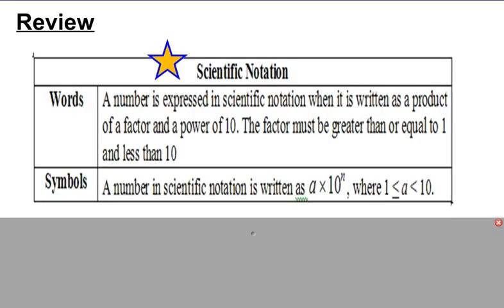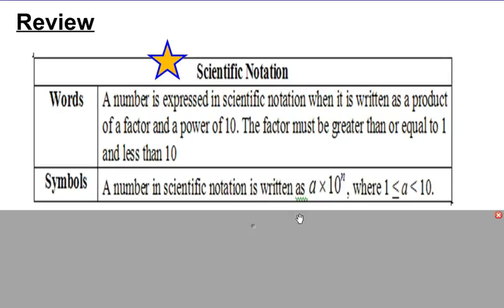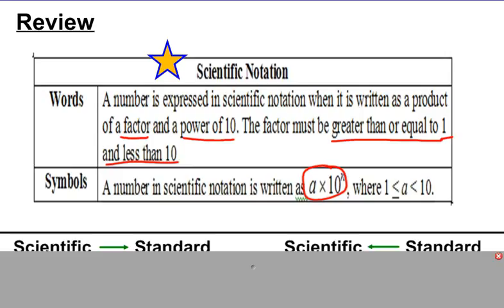So exponents, first of all, this was last time. Scientific notation is a number expressed as a product of a factor and a power of 10. So a number times the power of 10, and that factor has to be between 1 and 10. If you look at it this way, it would be a number times 10 to the power of something. That's what scientific notation is.